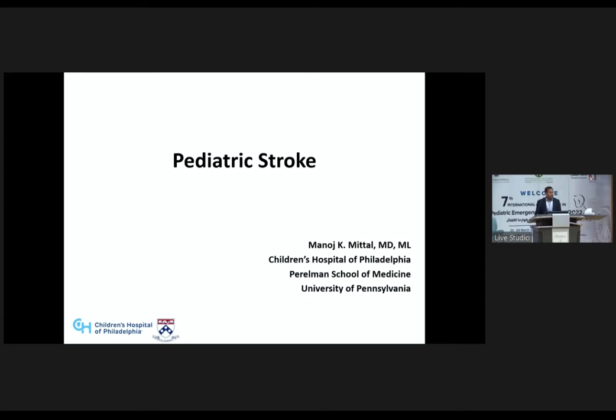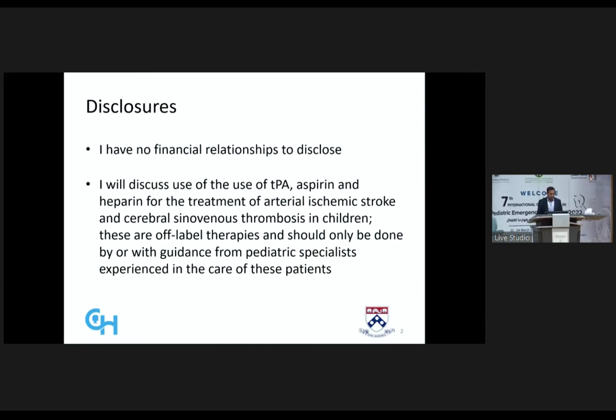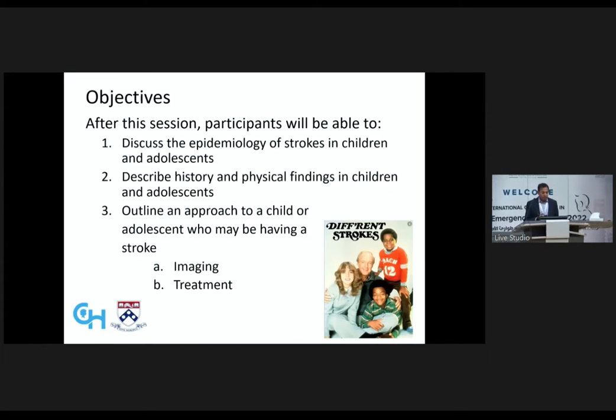All right. So we're going to talk about pediatric stroke today. I have no financial relationships to disclose. I'm going to talk about use of some medications which are not licensed for this condition. So, be careful about using them.